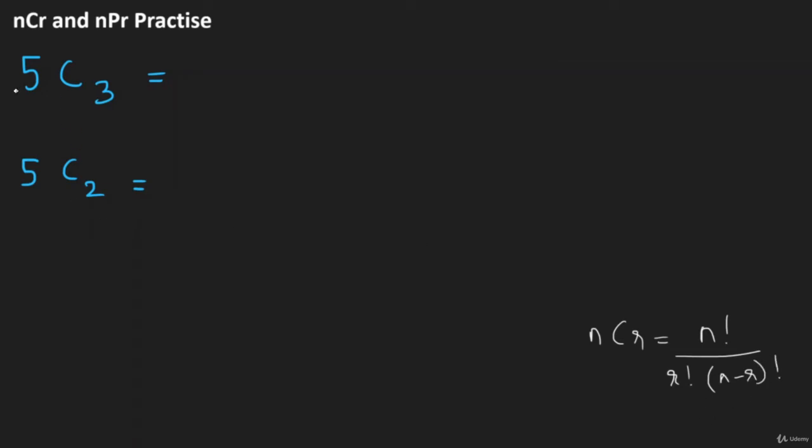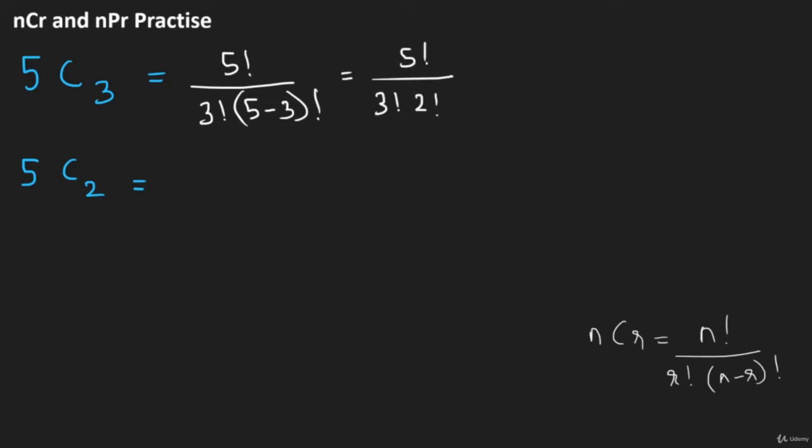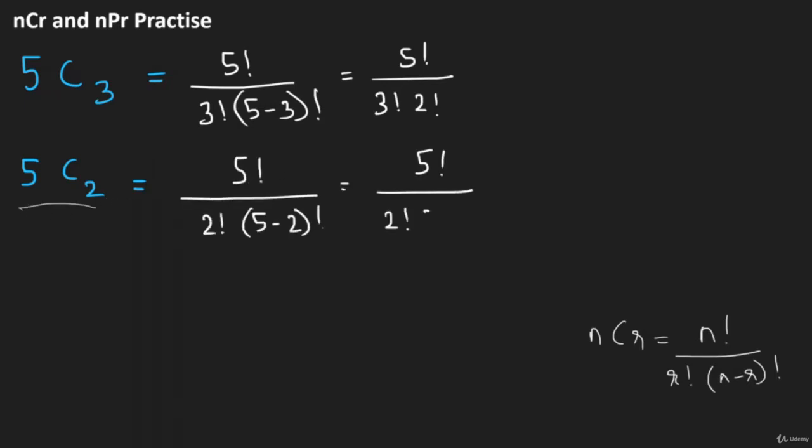All right. So what would be 5C3? That's 5 factorial divided by 3 factorial into (5 minus 3) factorial, which is equal to 5 factorial by 3 factorial into 2 factorial. All right. Now let's calculate 5C2. That's equal to 5 factorial by 2 factorial into (5 minus 2) factorial, which is equal to 3 factorial.